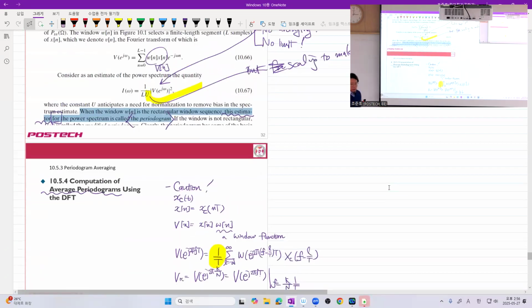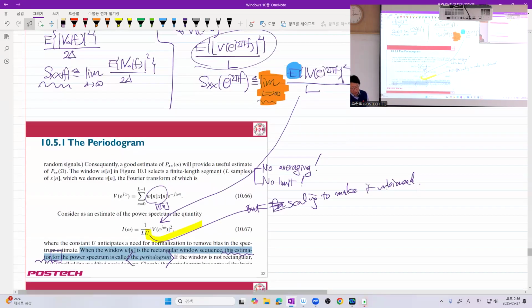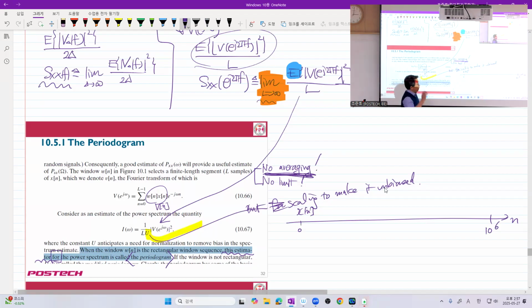And of course, this can be generalized, or this problem may be dropped when we have multiple observations, or if we have a very large observation of a single realization. So suppose we have x of n observed from 0 to 1 million. And we know that this random process is stationary or approximately stationary, and this width is large enough.